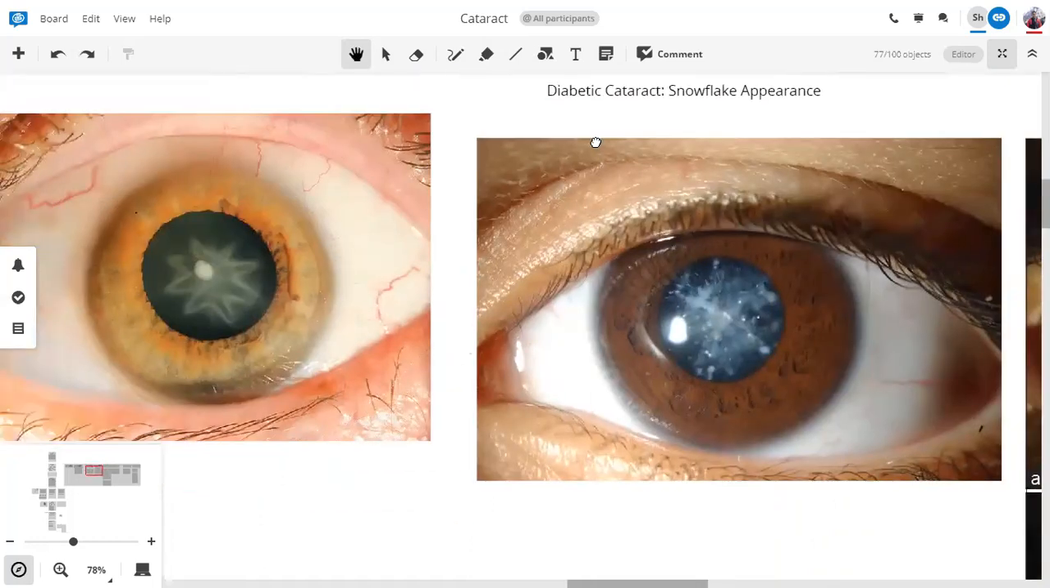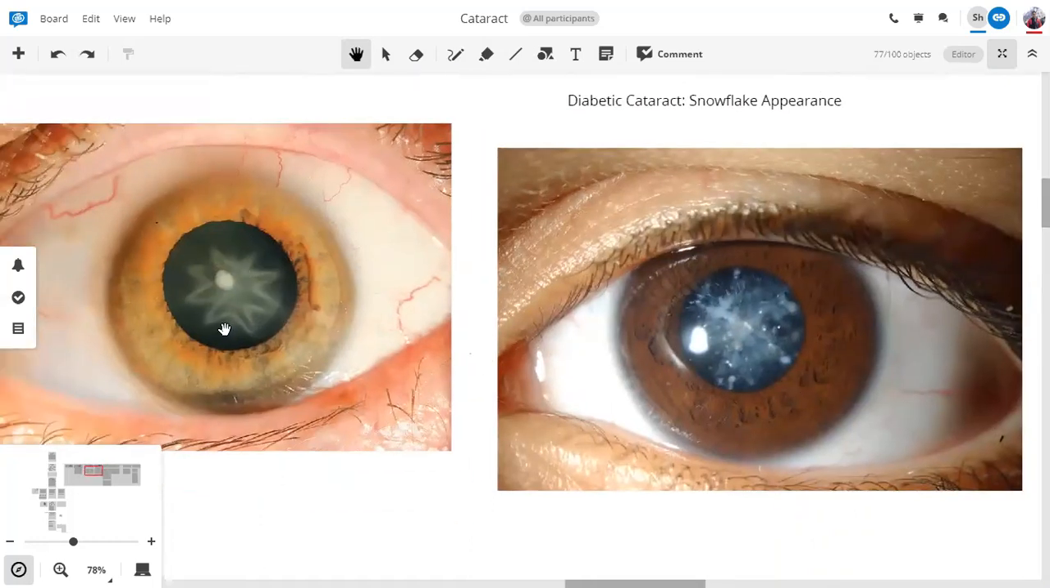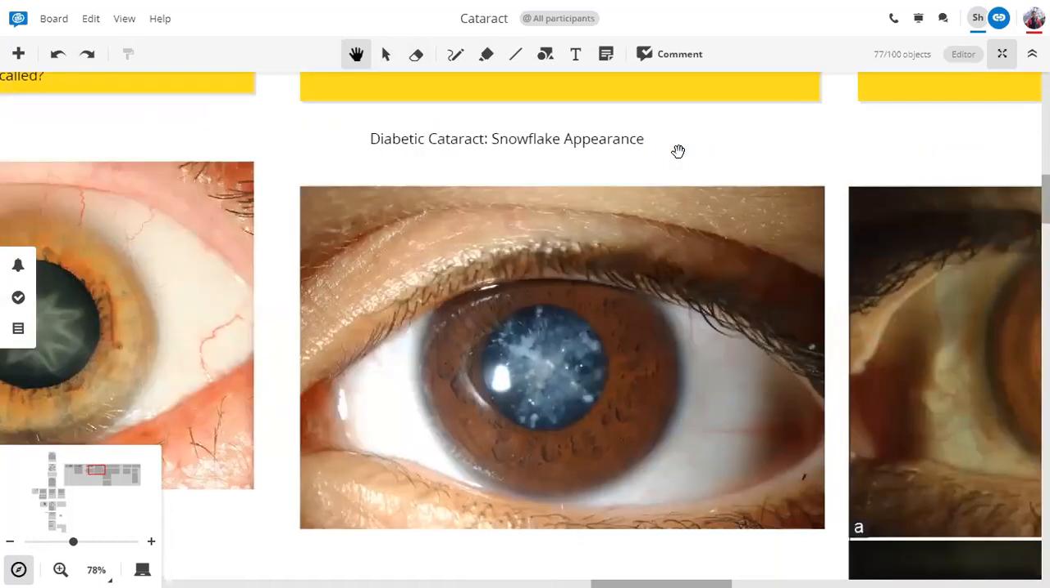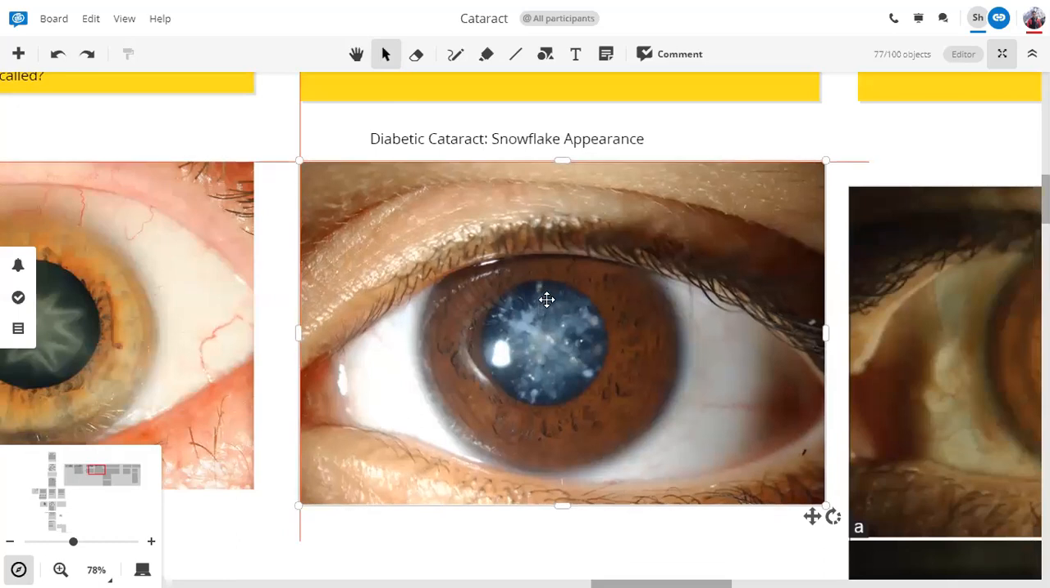We can contrast the snowflake appearance to this rosette-shaped appearance. You can see from the luster, the color, the pattern and the appearance. So now we know it's a snowflake cataract, a diabetic cataract. Why does cataract occur in diabetes? Can anyone tell?